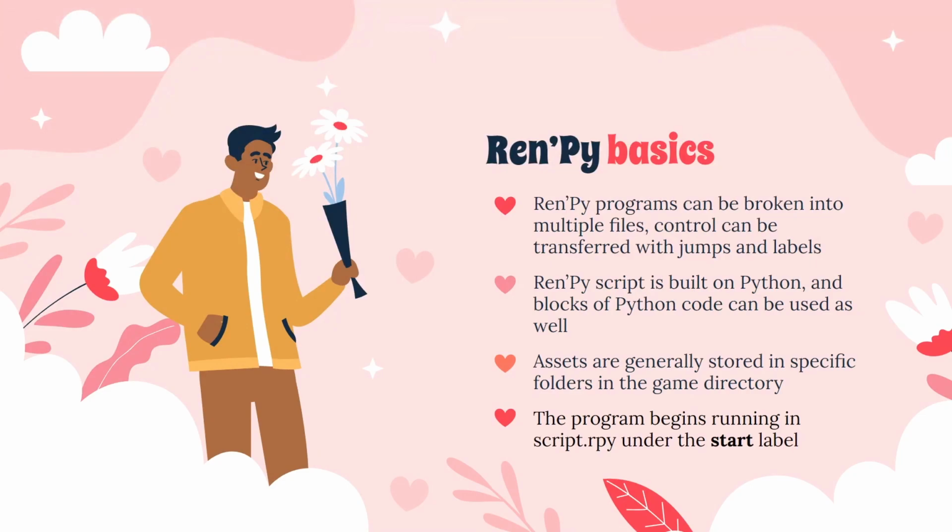Ren'Py script is based on Python, and you can also use blocks of Python code in Ren'Py. So assets are generally stored in specific folders in the game directory. You don't really have to if you define the paths yourself, but generally it's just easier to. They also make some of those folders for you once you create your game. And then your program will begin running in script.rpy. That file is automatically generated for you, and there will be a label called start, and that's where your program will start running.